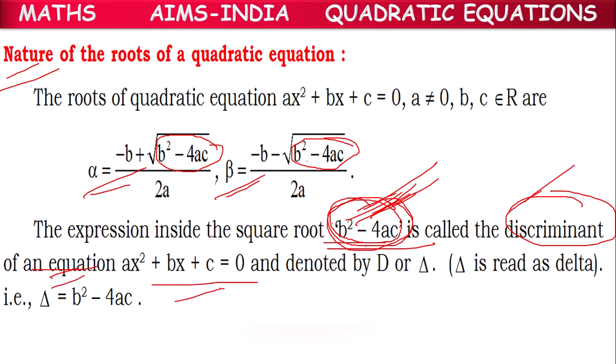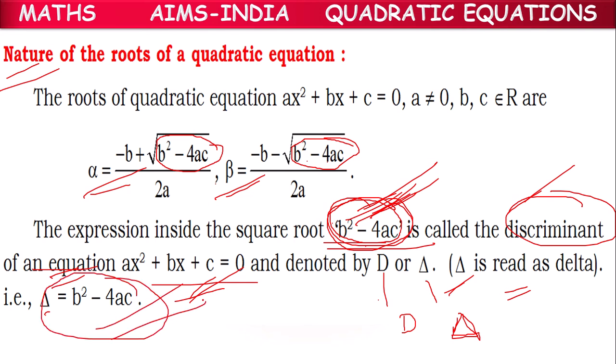The discriminant of the equation ax square plus bx plus c equal to 0 is sometimes denoted by capital D, sometimes by the delta symbol, the triangle symbol. So delta equals b square minus 4ac.